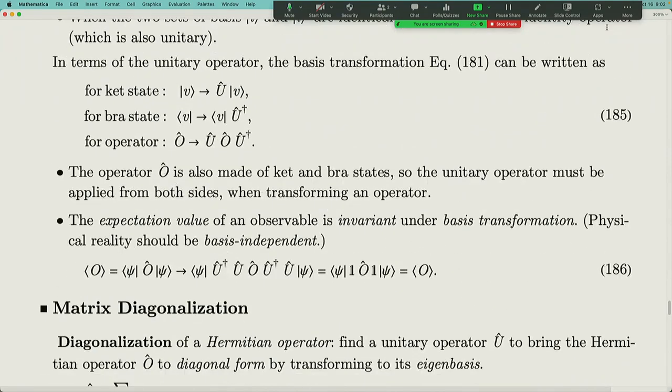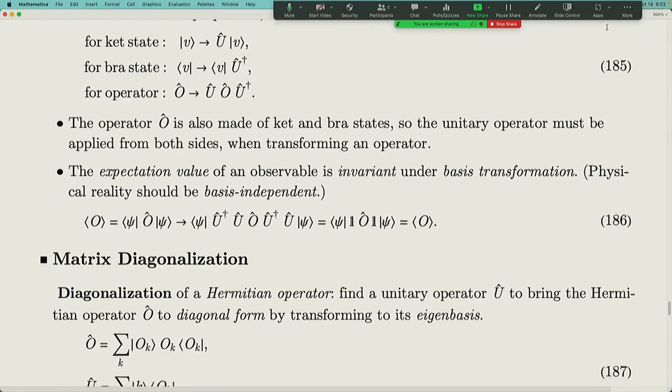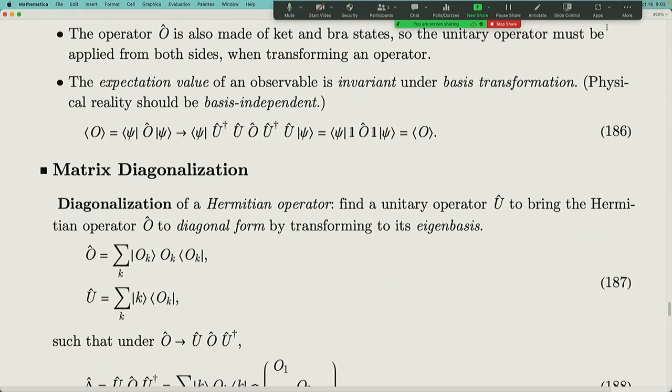And then, using this unitary operator, you can apply it on the state and on the operator, and it is designed in such a way that it preserves the expectation value of an operator on a state. This is because expectation value is something physical, but basis transformation is our human choice. You can choose different bases to describe the same physics, so your expectation value, which can be measured experimentally, shouldn't rely on the chosen basis. That's why expectation value is invariant under basis transformation.